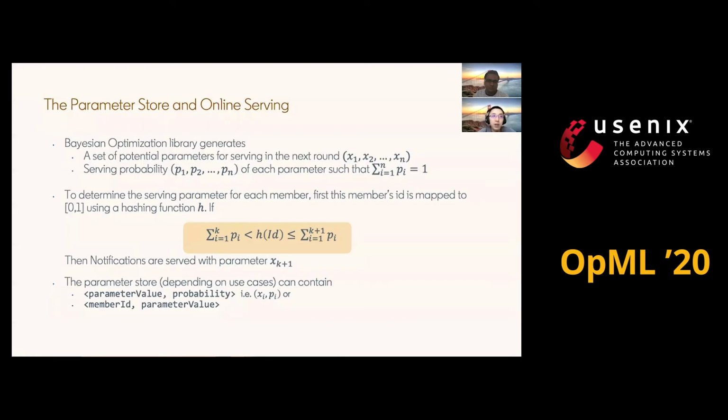At the end of the Bayesian optimization module, a set of potential parameters to be served in the next round is generated. Each one of these parameters is assigned a probability value. When a member visits LinkedIn, his or her member ID is mapped to a 0-1 interval using a hashing function. Depending on the mapping results, the system chooses the corresponding serving parameter.